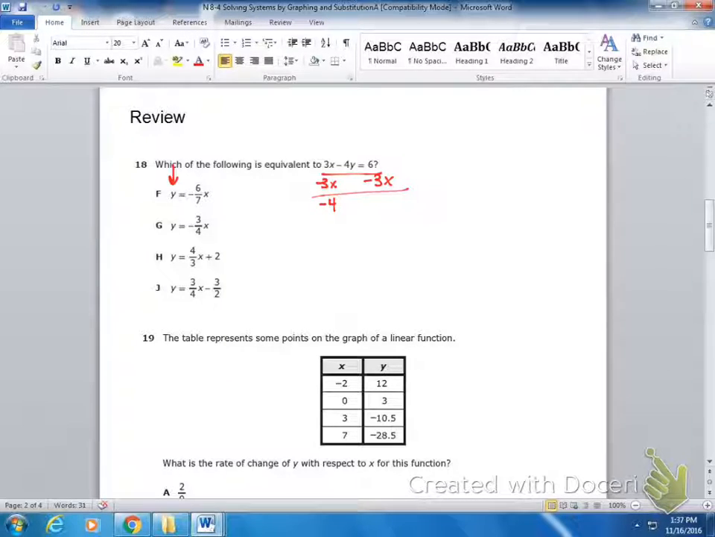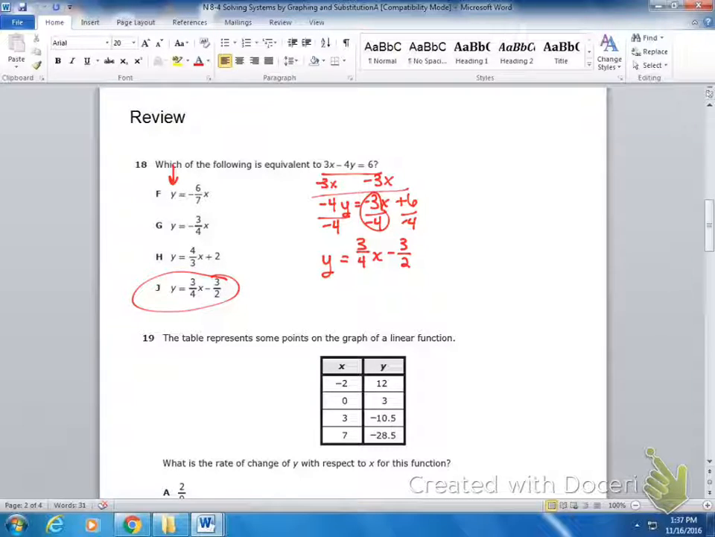Now I have negative 4y equals negative 3x plus 6. Now I have to divide by what's in front of y. And I get y equals, I have negative 3 over negative 4. That's positive 3/4 x. And then 6 divided by negative 4. We could put that in our calculator, but you should get 3/2. Remember, 6 divided by negative 4, math, enter, enter. Which should show us our answer, which it looks like is J.